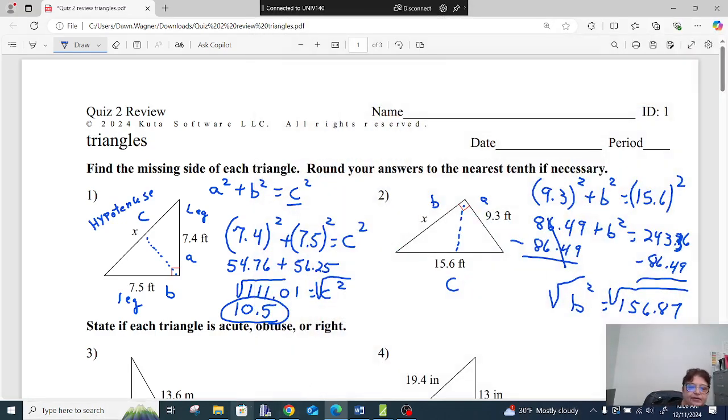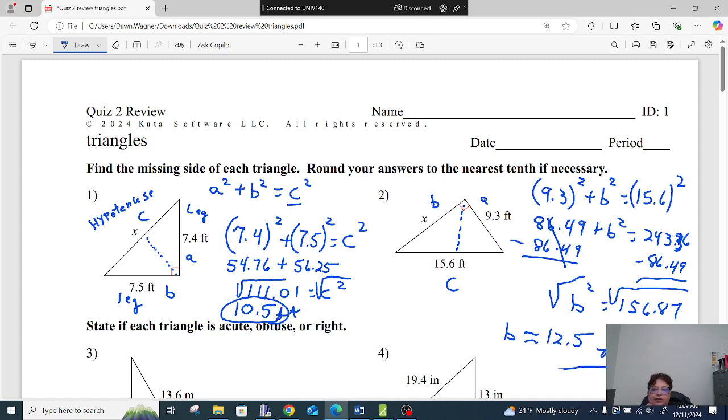And when you take the square root, what do you get? 12.5. Well, we're rounding to the nearest tenth, so it'd be 12.5 feet. I forgot to put feet here.